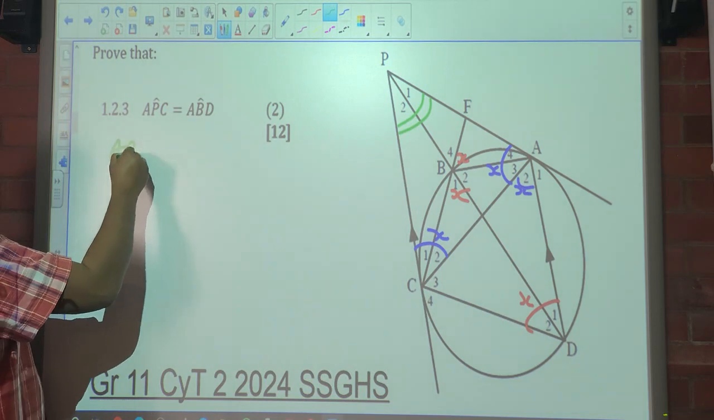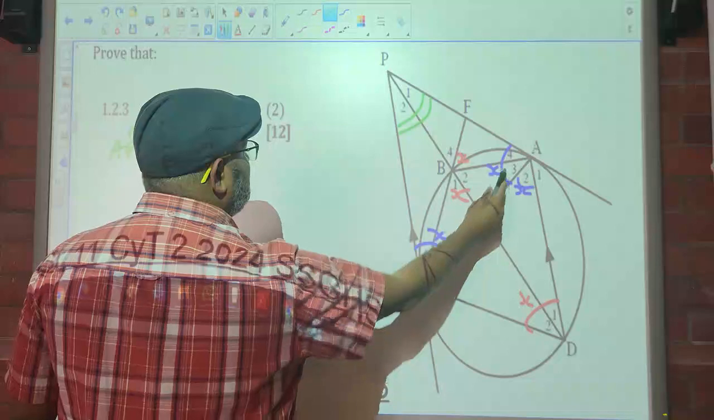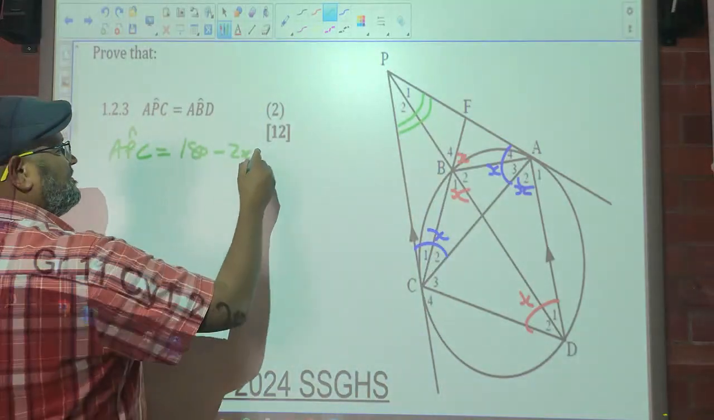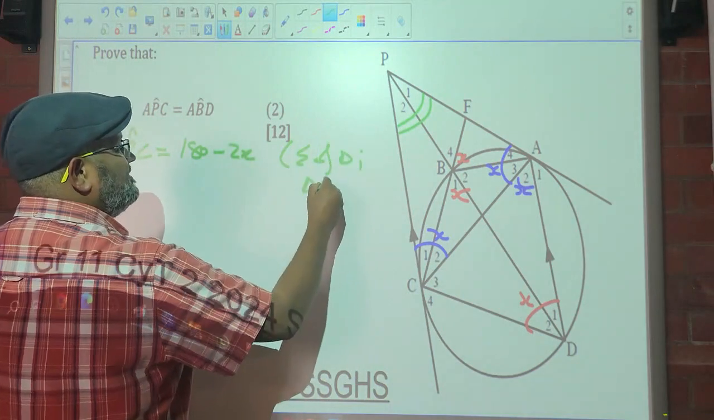So that angle. We say APC is equal to 180 minus 2x. Or we say x plus APC is equal to 180, sum of triangles. And this is triangle PAC.